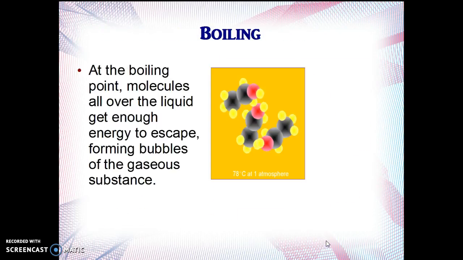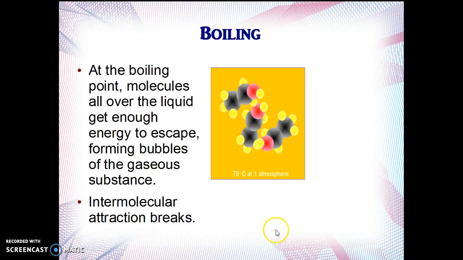Watch. At the boiling point, the molecules all over the liquid get enough energy to escape, and when they do, they form bubbles of the gaseous substance throughout the liquid. What is happening is that the intermolecular attraction that is keeping them in the liquid state, because of the energy that's available, breaks, and the molecules then escape into the gaseous phase. That's what happens in boiling. Whatever is boiling, that is what's happening to it.